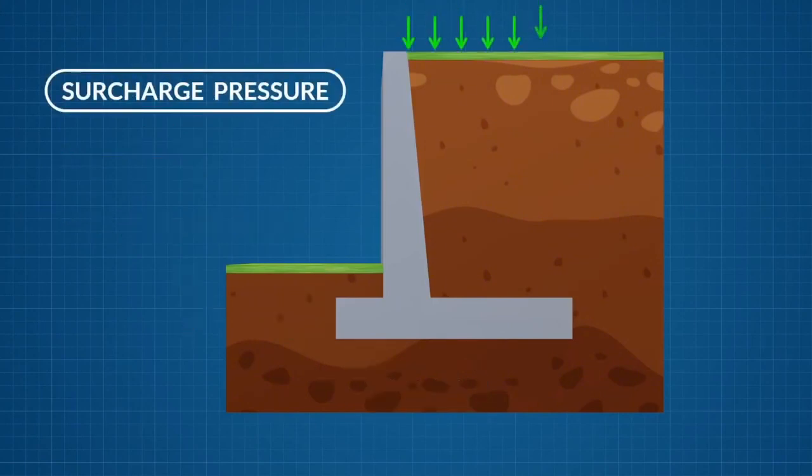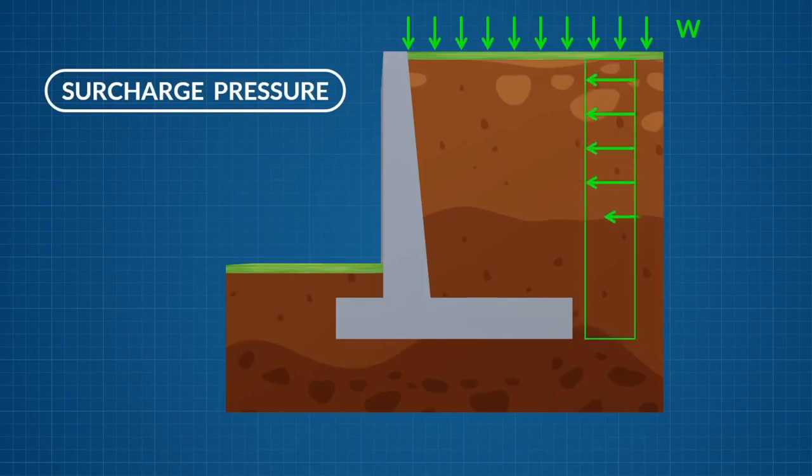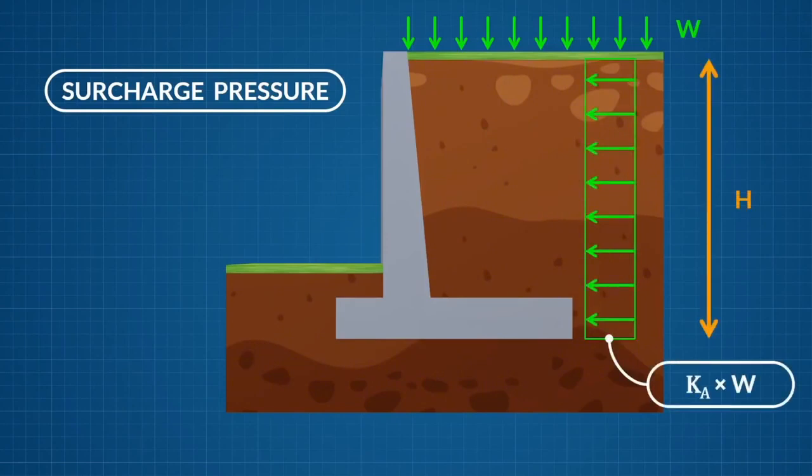The final consideration is if any surcharge is provided. This surcharge contributes to active earth pressure. The nature of this surcharge can, for example, result from vehicles or construction equipment. Let's say the surcharge has an intensity of W kilonewtons per meter squared and is uniformly distributed. This pressure will act laterally on the wall with the intensity Ka times W. The force due to surcharge is the area of the rectangle, which is Ka times W times height.